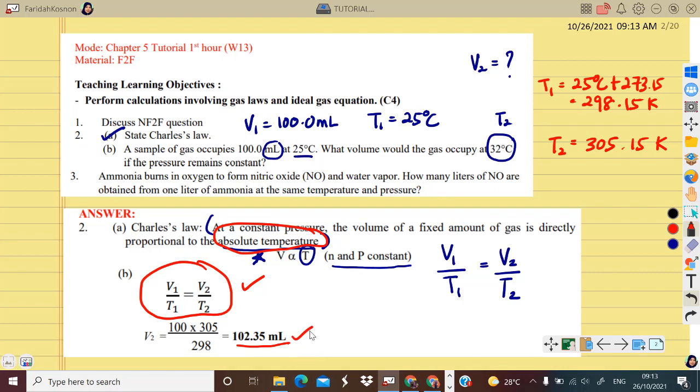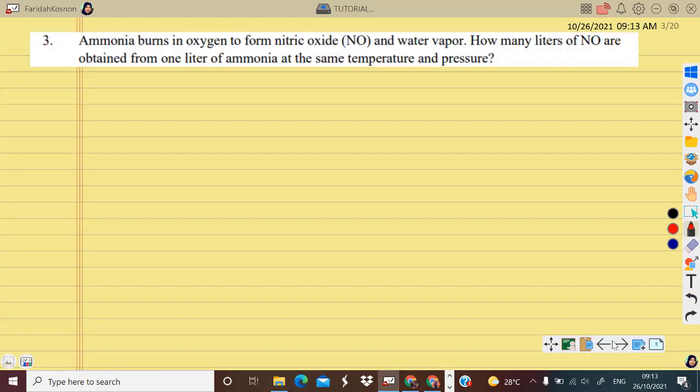Alright, so this is the final answer for question 2B. Okay, so now let's continue with question number 3. Okay, question number 3. Okay, we have satu soalan panjang, satu problems. Okay, tapi tak ada masalah pun soalan ni. Okay, so please read the question carefully.